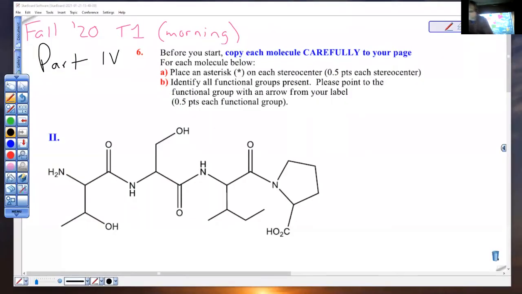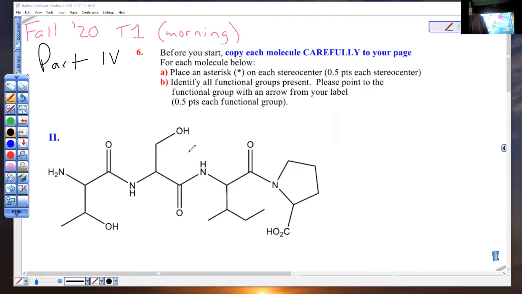And here it is. So on the exam, when you see this, you will have to copy the molecule out. So get practice drawing stick figures and copying them out. And a stereocenter for us is a carbon that has 4 different substituents.